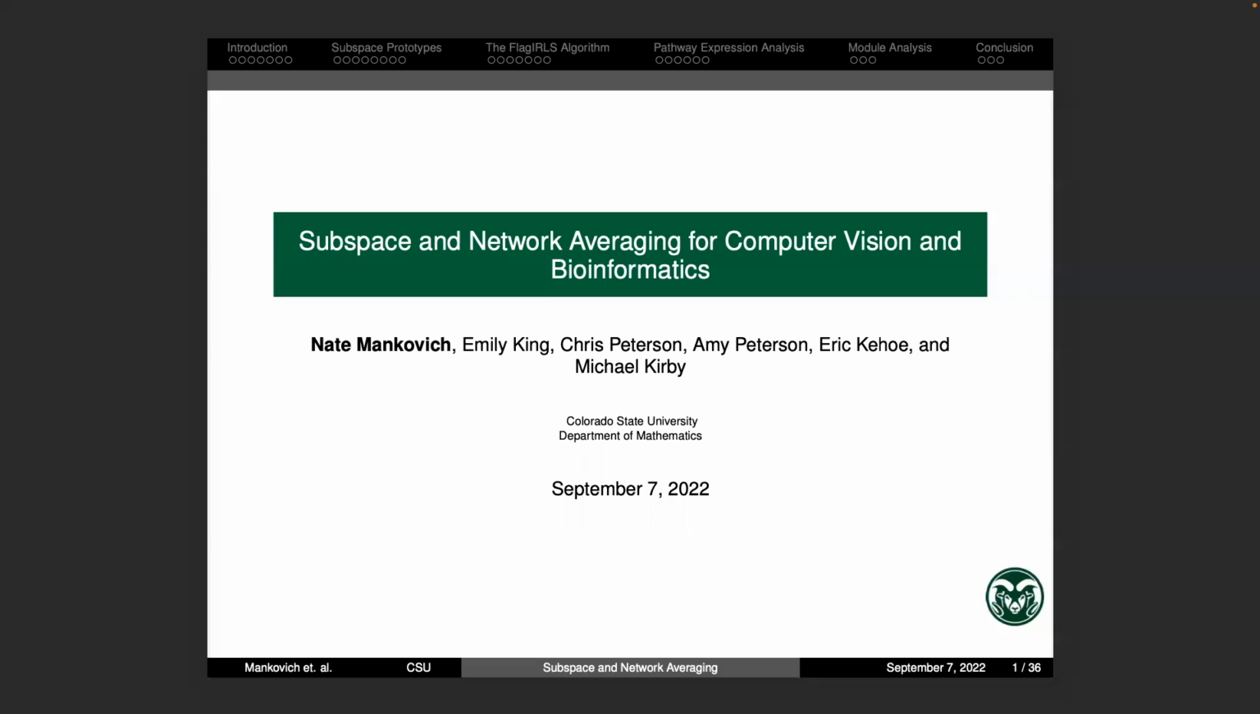Today I'm going to be talking about subspace and network averaging for computer vision and bioinformatics. So really, we're just going to be talking about fun ways to calculate averages or central prototypes. This is work that I've done, and my collaborators are also listed here under authors: Doctors Emily King, Chris Peterson, Amy Peterson, Eric Kehoe, and Michael Kirby. They're all from Colorado State University, and now I think Amy Peterson works at State Farm, and Eric Kehoe works for Zoetis.